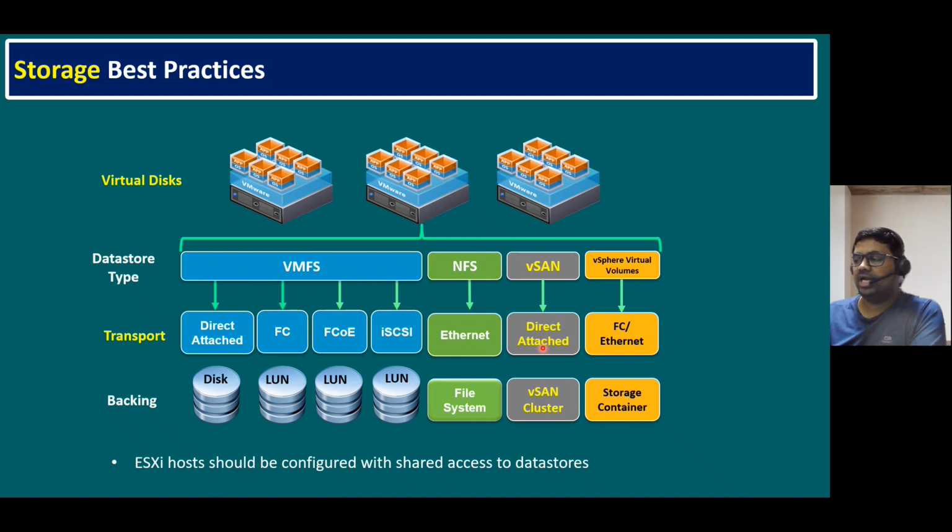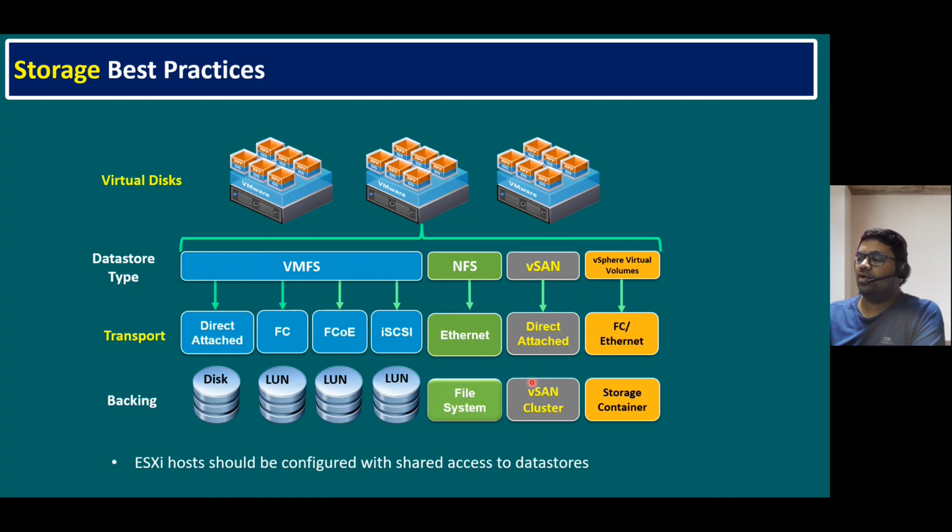And vSAN means it's direct attached only. The disks are running on the ESXi host directly. And vSphere Virtual Volumes will support both VMFS volumes and also Ethernet volumes. For the disk backing, for normal direct attached storage, we can store on a disk. For FC and iSCSI, we can store on a LUN, logical unit number. And for NFS, we can store it on an NFS file system, normal shared folders only.